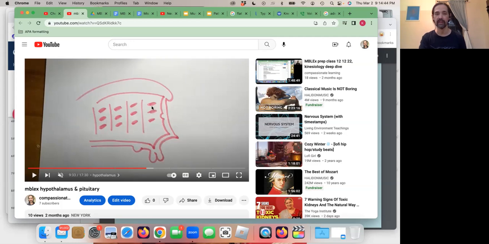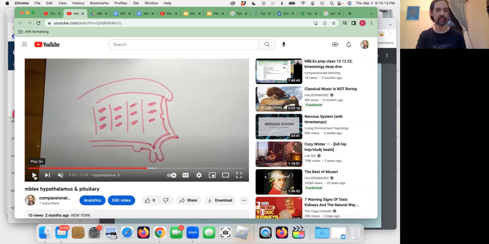And all these dots are like, let's say, dozens or hundreds of nerve cell bodies, and the nerve axons are going out into the rest of the brain and or down into the pituitary. So these nerve cell bodies receive impulses from the rest of the brain and send messages and neurotransmitters down into the pituitary gland. This is the end of the nervous system and the beginning of the endocrine system.